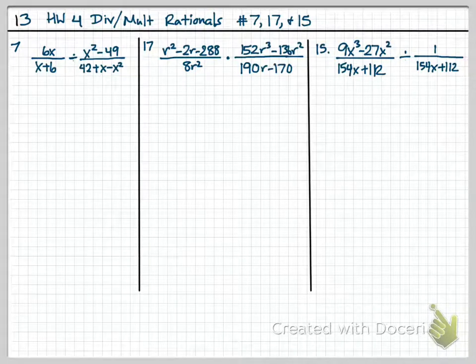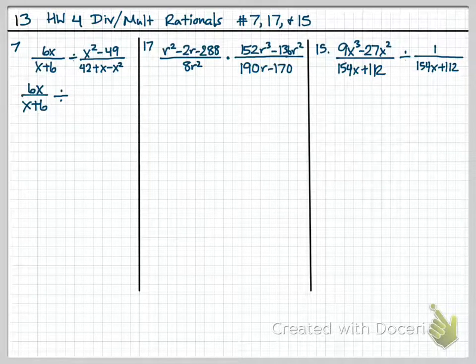Welcome everybody. Let's take a look at the three most requested questions from homework 4, which might be a good review before our quiz on Wednesday and Thursday. Let's take a look at number 7, which has division in it. Let's take a look at what we do there.